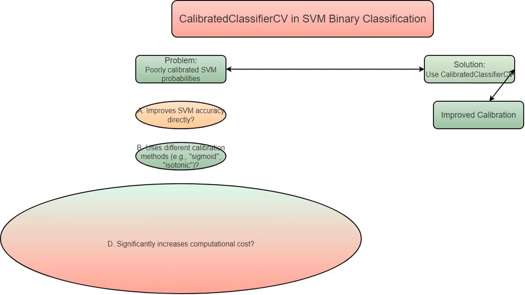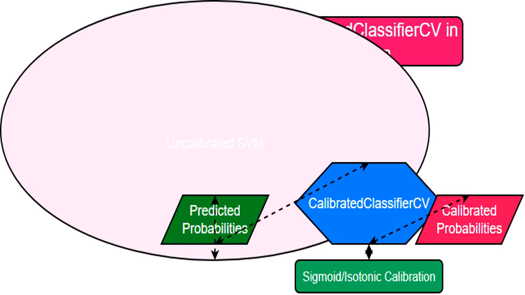CalibratedClassifierCV adds extra computational work because it trains another model on top of the original SVM. The extra computational cost will depend on factors such as the size of the dataset and which calibration method I choose. I'm starting with an SVM, support vector machine, a powerful classification algorithm, but its predicted probabilities aren't reliable.